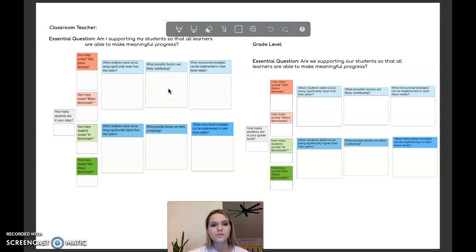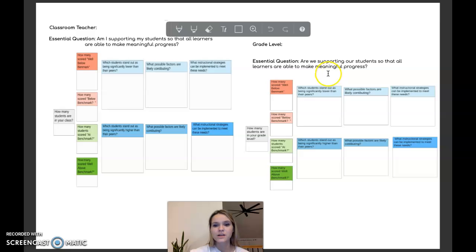And from there, you would determine what factors are likely contributing, and especially for lower kids, you might be able to get to the root of what's causing their problems. So that can be a good reflection step. And then last, what instructional strategies can be implemented to meet these needs?